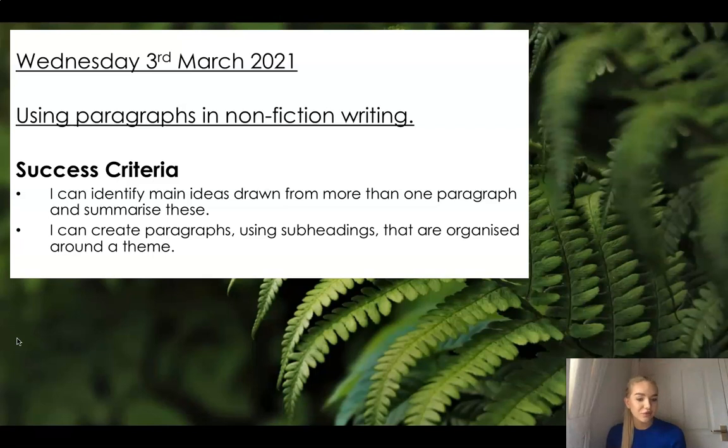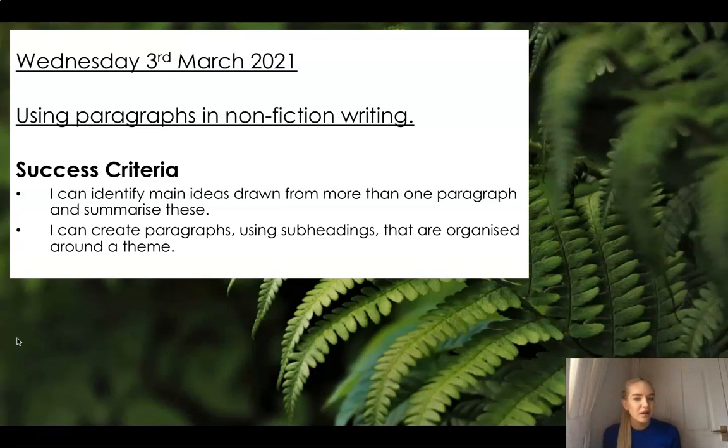So to be successful in this area of learning, you're going to be able to identify the main ideas that are drawn from more than one paragraph, and you'll be able to summarise these main ideas. And then for the second part of your success criteria for today, you will be able to create paragraphs using subheadings that are organised around a theme.